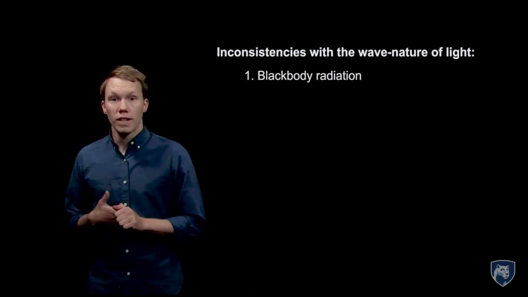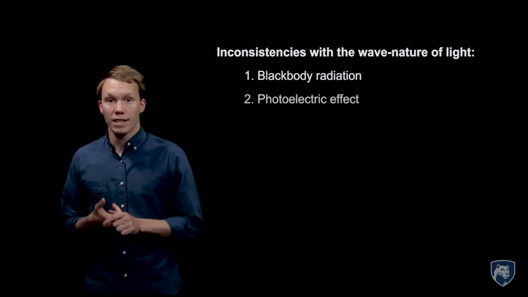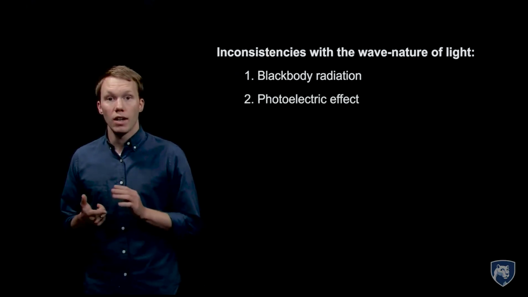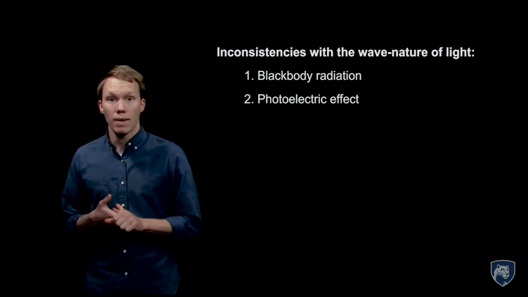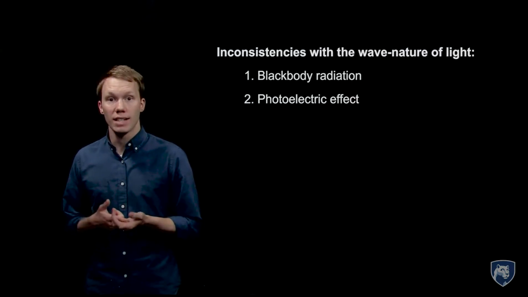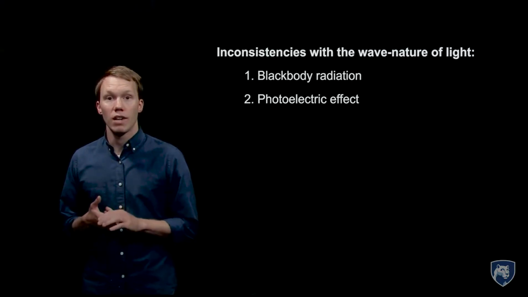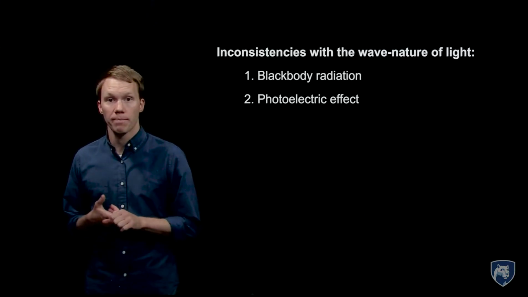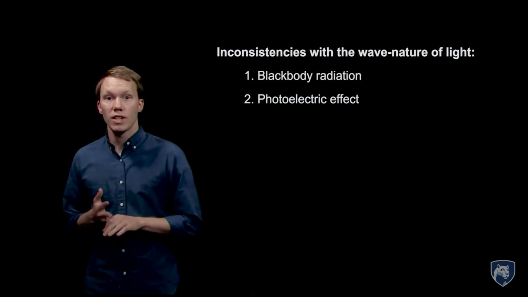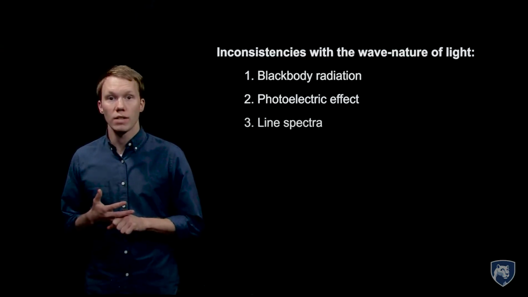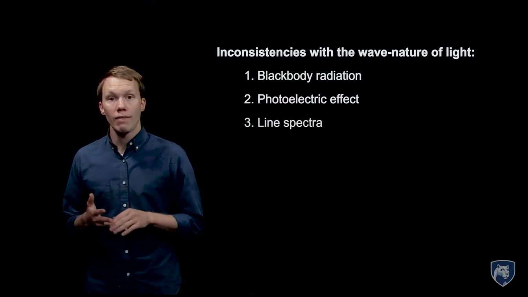The other observation is the photoelectric effect, and this is observed when light is shined on a metal surface and electrons are ejected. And those electrons are ejected if that light is of a minimum frequency. And the third observation is that of line spectra, which is when certain wavelengths of light are emitted from excited atoms. The first scientist to contradict the wave nature of light was Max Planck.